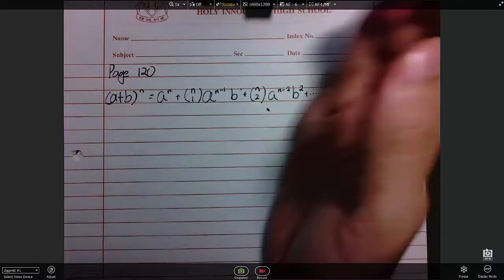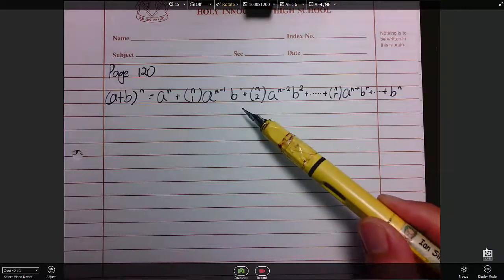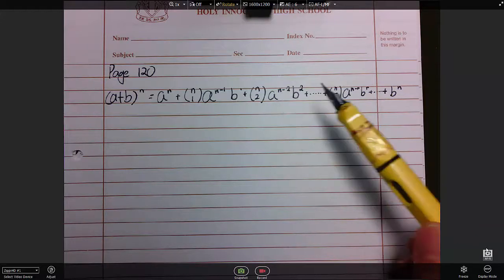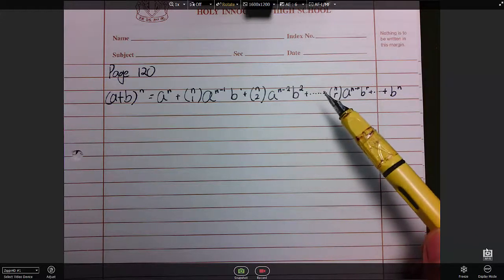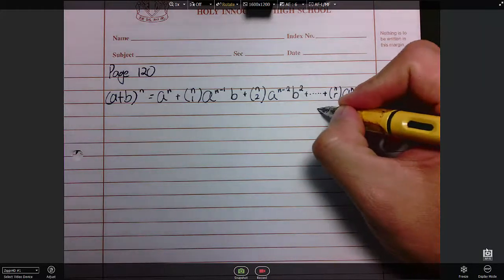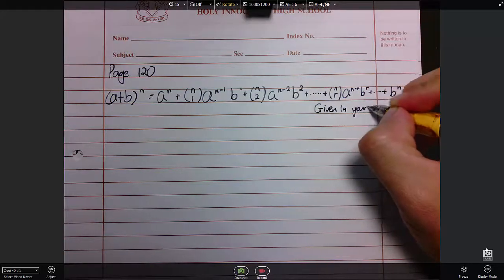Okay, plus n choose 1, a to the power of n minus 1, b to the power of 1, plus n choose 2, a to the power of n minus 2, b squared, plus dot dot dot. Okay, this is a general term, then plus b to the power of n. This formula is actually given in your formula sheet.